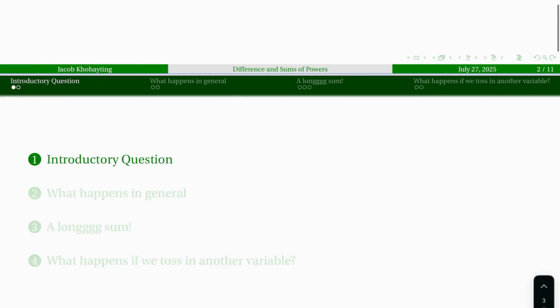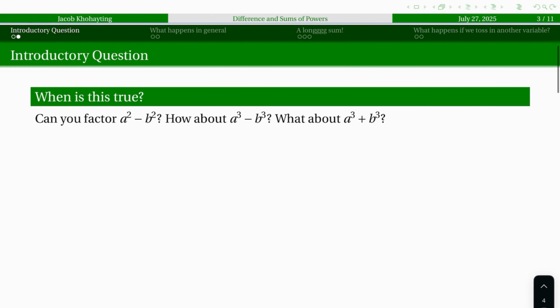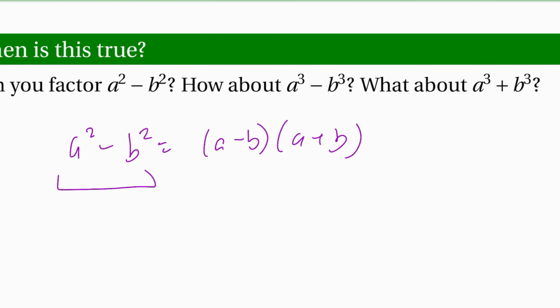Now let's look at some other things. So our introductory question: can you factor a squared minus b squared? We already talked about that, and maybe you've already seen that as well. So you can factor that like a squared minus b squared equals a minus b times a plus b. This basically just means that you want to find when this is equal to 0, and that's equal to 0 when this equals 0 or this equals 0.